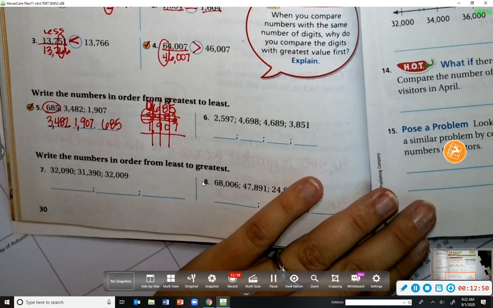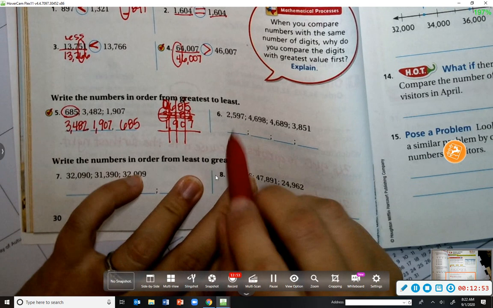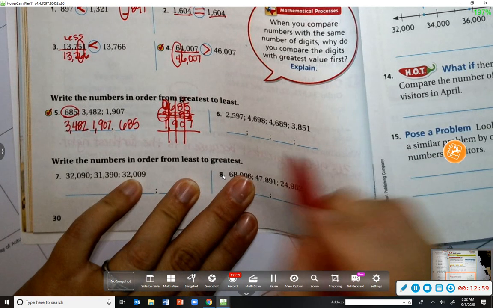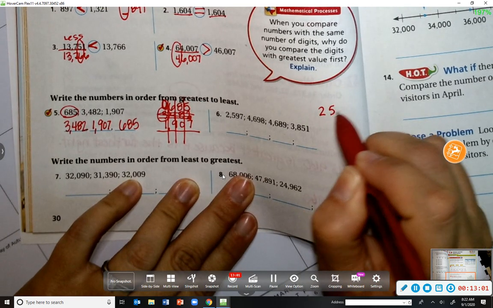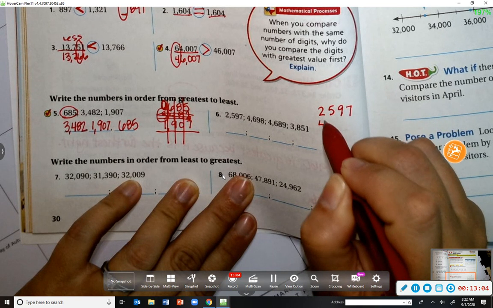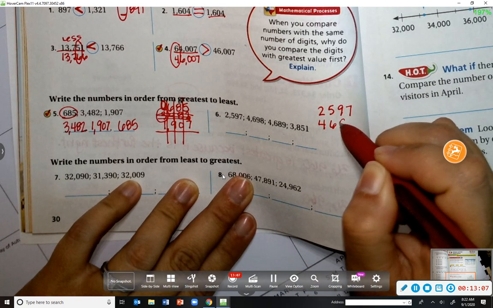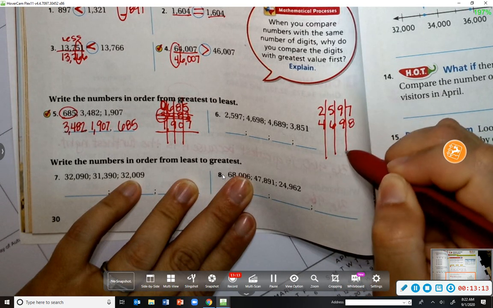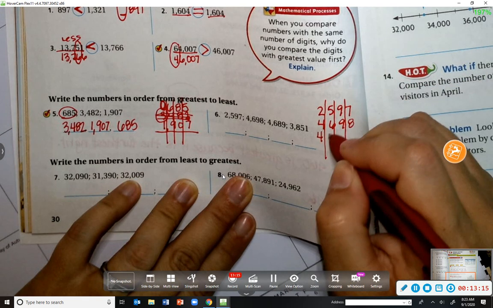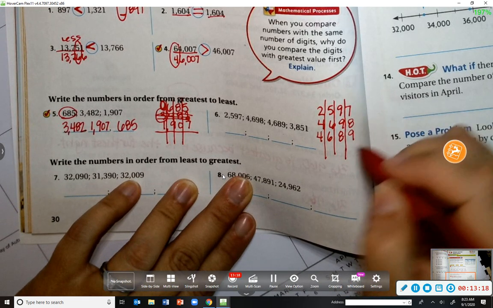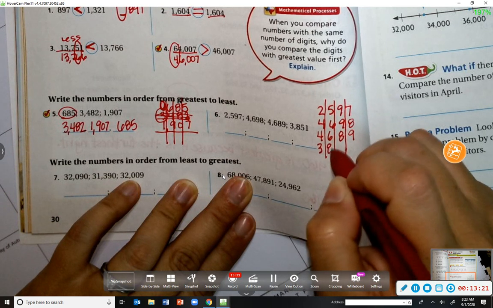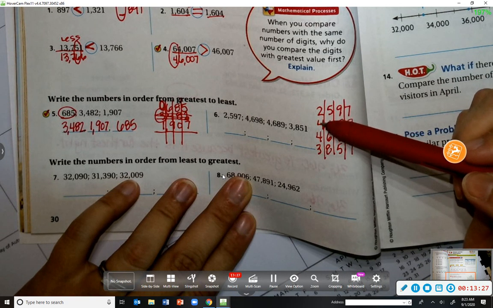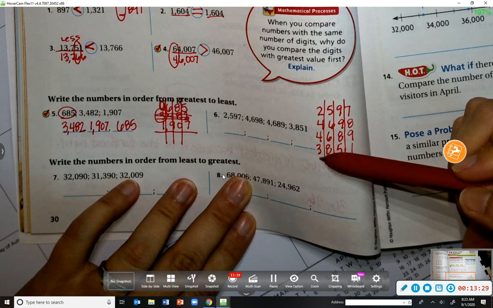Okay, let's do a couple more. And same thing, if you want to pause it to see if you get it right, you can do that and then check back and see if you got it correct. The numbers are 2,597, 4,698, 4,689 and 3,851.